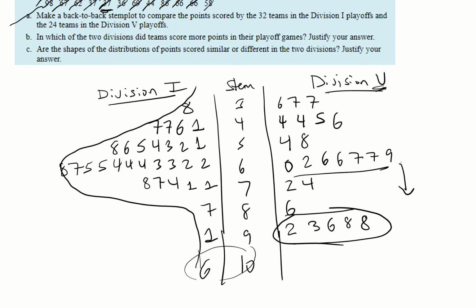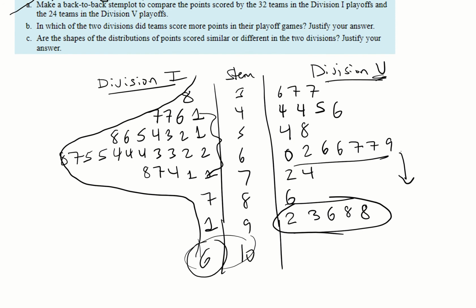Now, if you look at Division 1, there are some outliers, 106, but there's only one of those outliers. Most of the data seems to be in this general vicinity. And therefore, Division 1 seems to have scored a lower amount of points on average compared to Division 5. Okay, and so that's basically us justifying our answer. Division 5 definitely has more games in the 90s compared to Division 1.